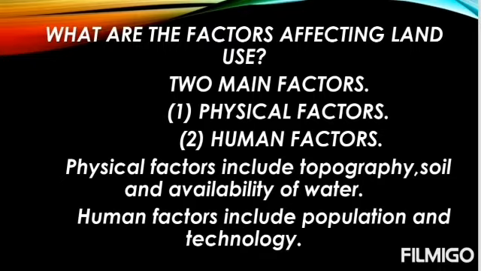The next one is, what are the factors affecting land use. There are two main factors which affect land use. The first one is physical factors and the second one is human factors. Physical factors include topography, soil, climate and availability of water. Human factors include population and technology.